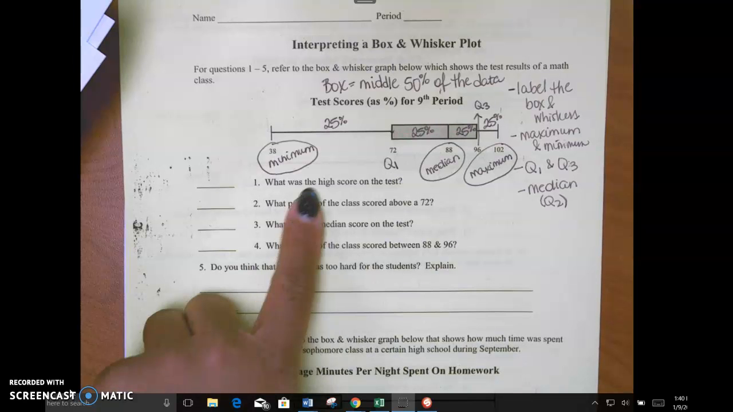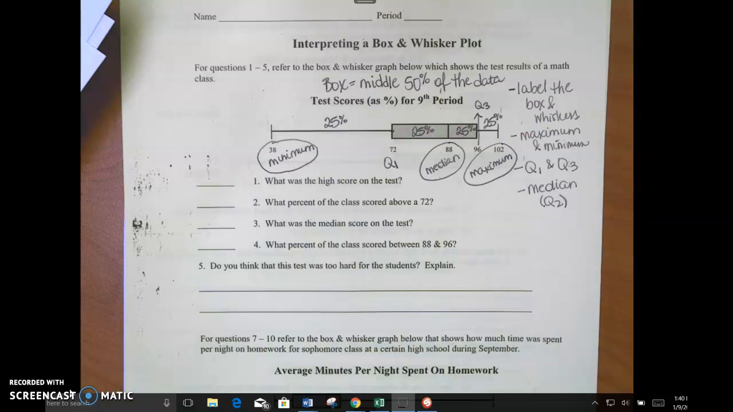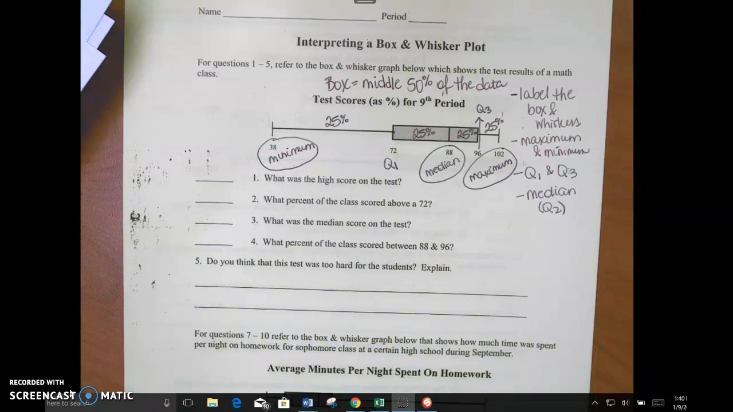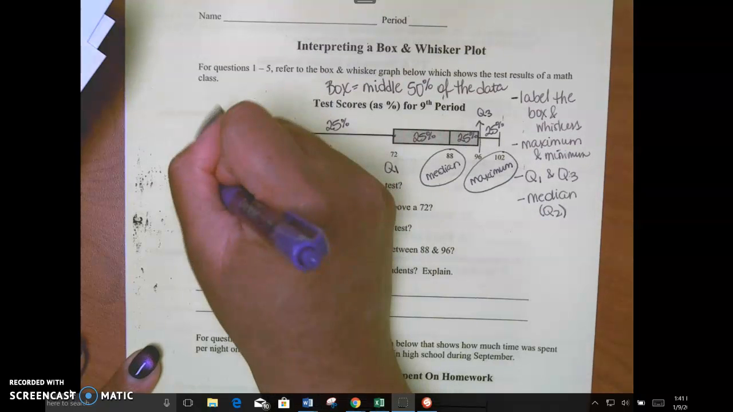Now, what was the high score on the test? 96. Those of you who are saying 96, why? Because the score shows from 72 to 96 shaded in. Does the data stop at 96? No. So what's higher than 96? 102. 102 is the highest score.